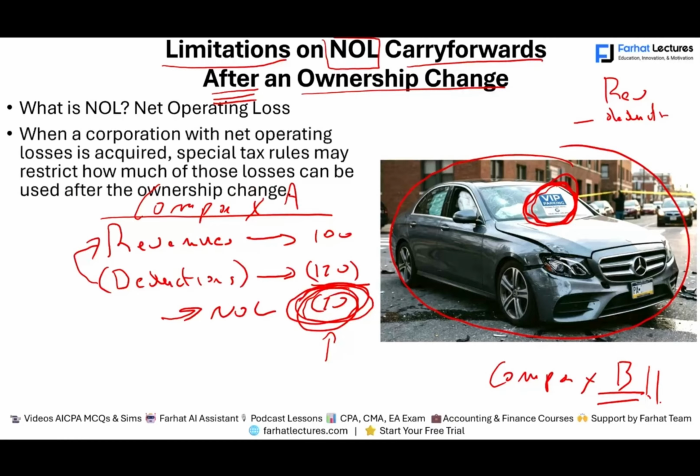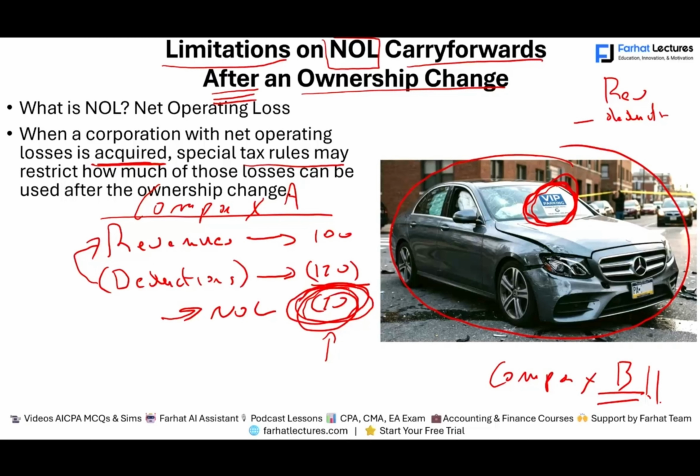So what the IRS is concerned about is that when a corporation with a net operating loss is acquired, special tax rules may restrict how much of those losses can be used after the ownership change. The IRS knows that if a company has an NOL, there's a good chance some companies with positive taxable income will buy those companies to use their NOL. It's called trafficking in NOL. So the government says, no, we're not going to allow you to do that. And think about it, Congress people were previously business people, so they know how this thing works, right? So they say, no, that's not going to happen.